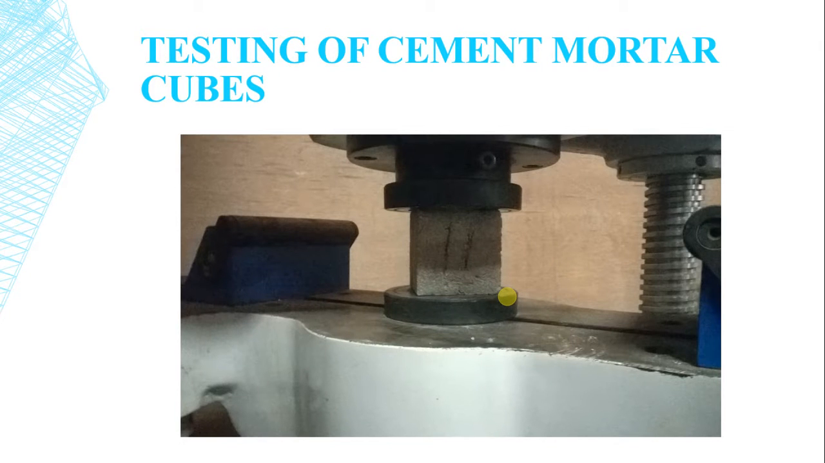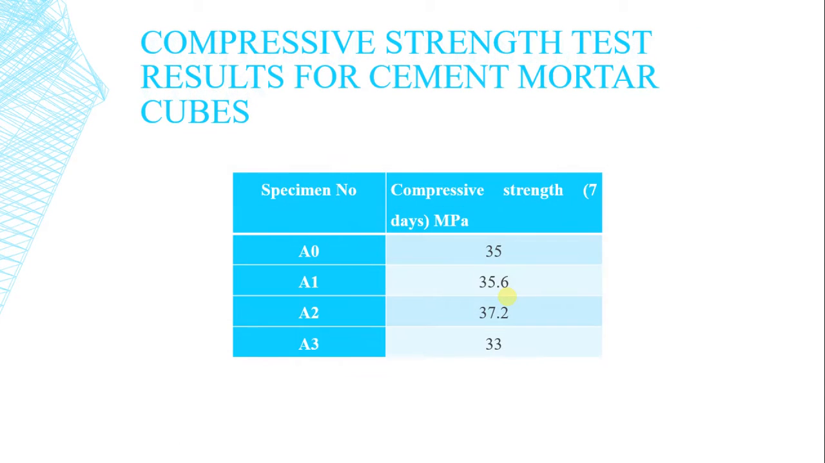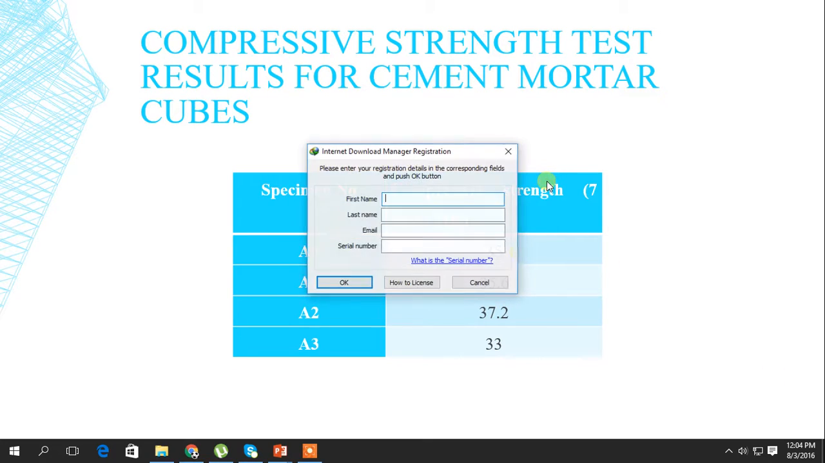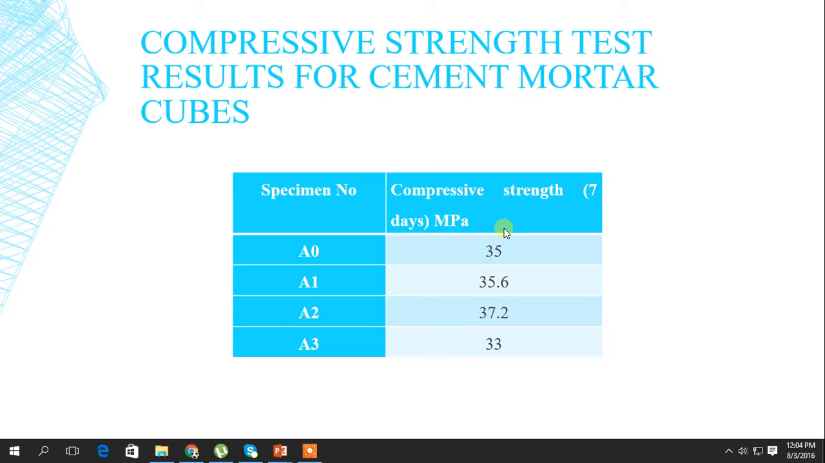Here, due to retrofitting by using cement mortar, the cement mortar has been tested, for which a 70.6 into 70.6 into 70.6 mm cube size has been used. The specimen has an average compressive strength of 35, and specimen A1, which is addition of 10% of Alccofine, has 35.6 megapascal, and specimen 2 has 37.2 megapascal and 33 megapascal for specimen 3.